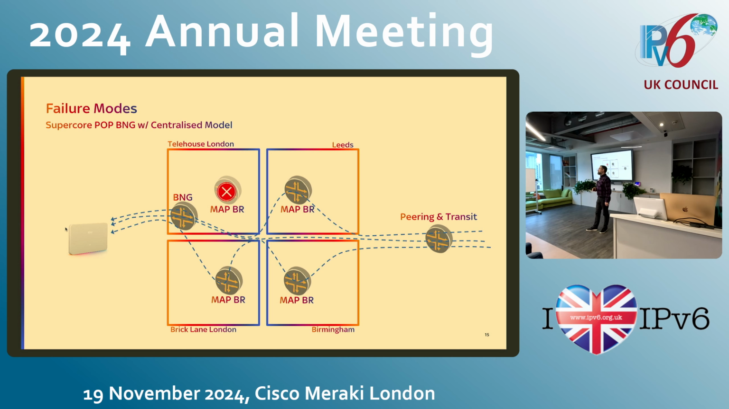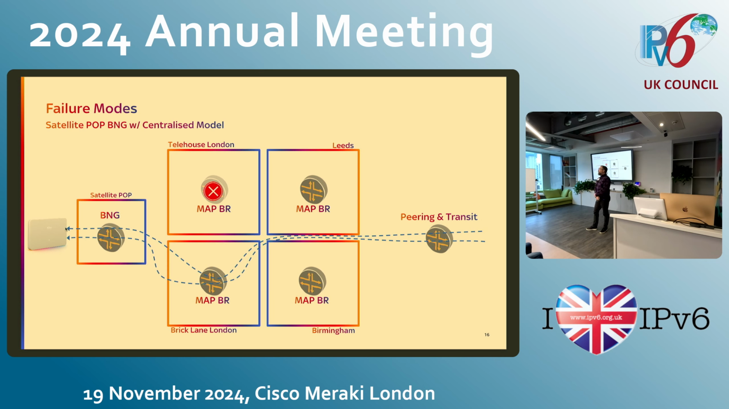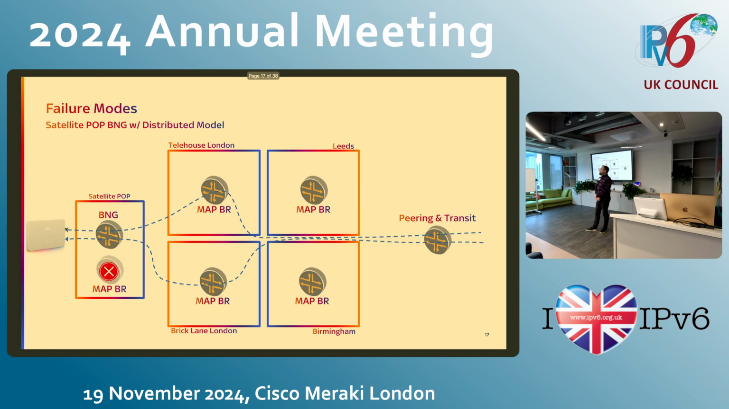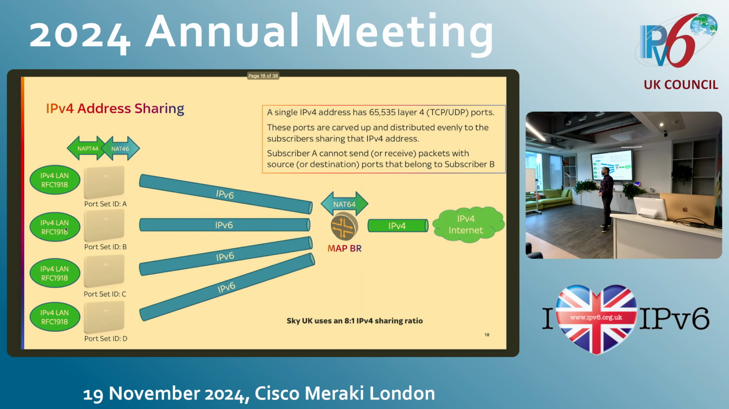To help visualize that, subscribers terminating in a BNG in Telehouse London would normally use the Telehouse London BR, but if it fails, the flows evenly distribute across the remaining 3 sites. And subscribers on a BNG in a satellite POP would prefer both Telehouse London and Brick Lane if they were active, but Telehouse has failed, so Brick Lane picks up the slack. And if we do decide to go distributed, that border relay will be primary. If it fails, the 2 parent sites pick up the slack.